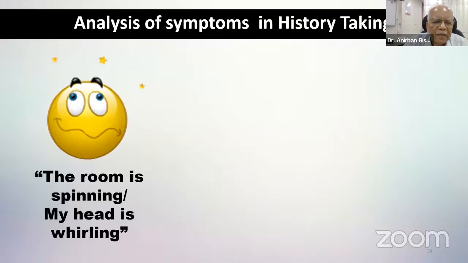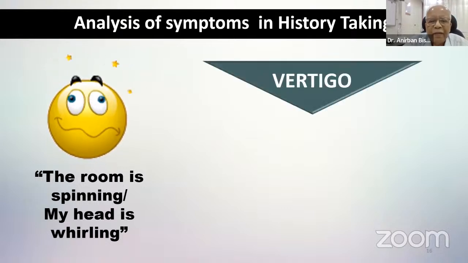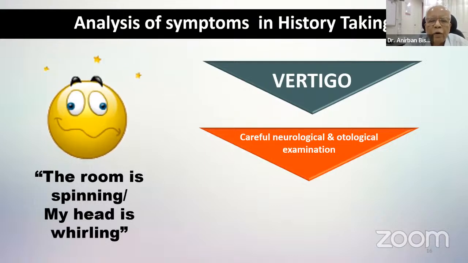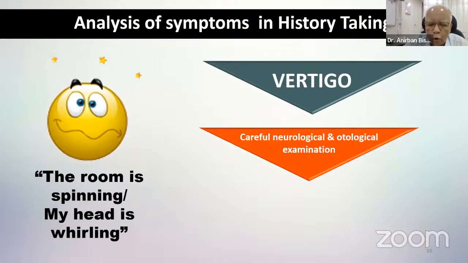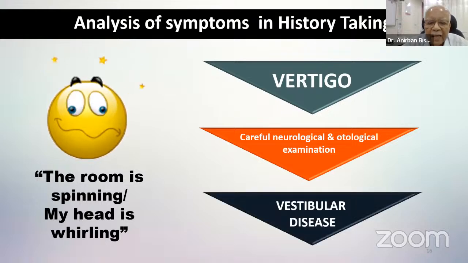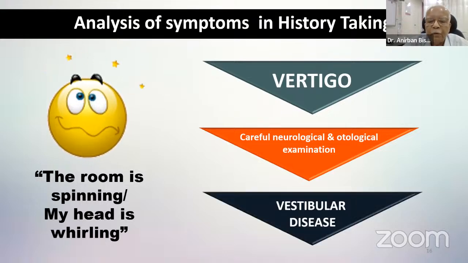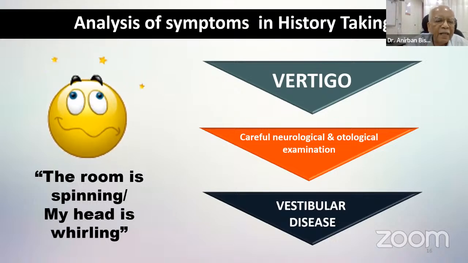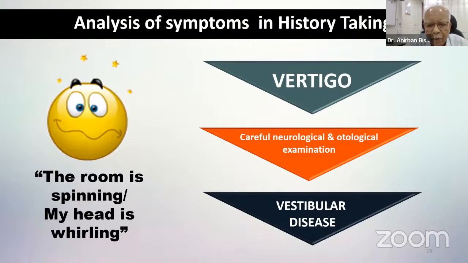If the patient says, my room is spinning, my head is whirling, it means that it is actually vertigo. In this patient you will need a careful neurological and an otological examination. There is a high possibility of this being a vestibular disease, so you investigate the patient for a vestibular disorder. When the patient comes and tells you that I'm getting a chakkar, things are moving, this room is spinning, my head is whirling, then you think about a vestibular disorder.